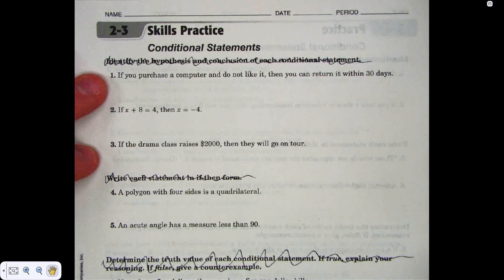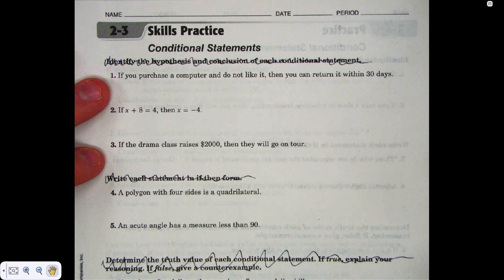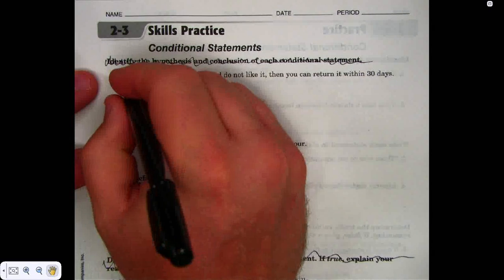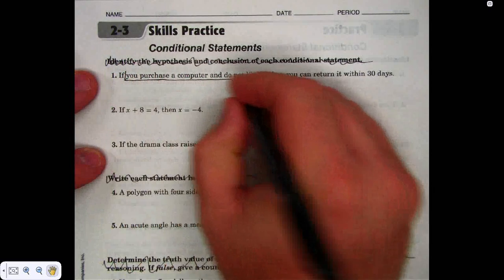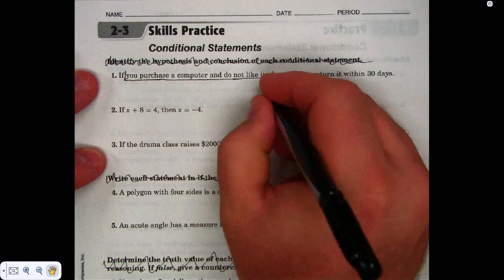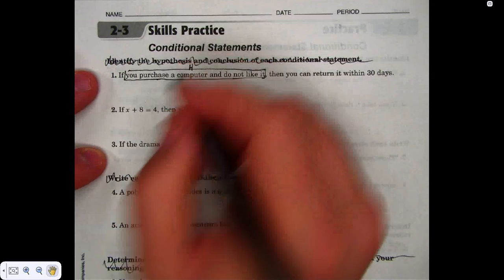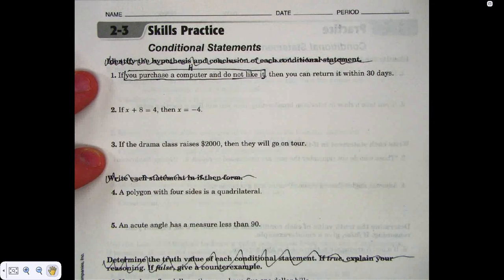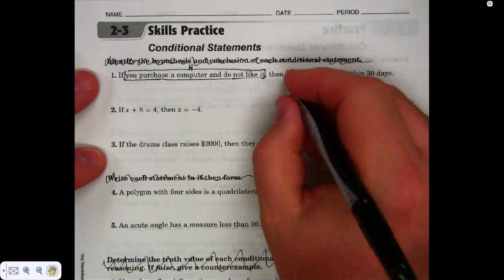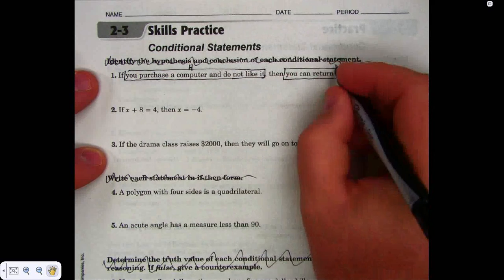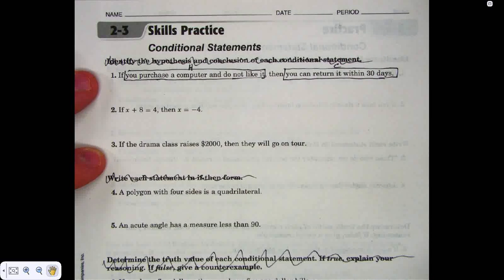This is the number one, and that's the problem. They want us to find the hypothesis and conclusion. All you have to do on these is write this out word for word. Then do what I did. Put a box around this and write an H above it. For what? Then put a box around this and write what? C for conclusion.